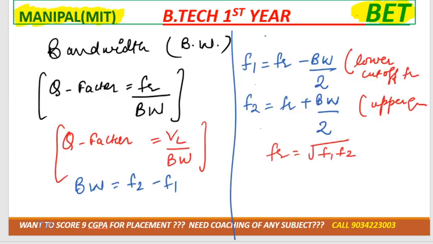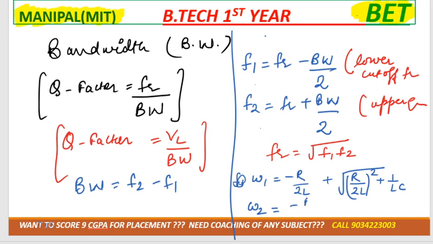Write down one more formula related to this. Sometimes they'll ask you F1 or omega 1, so you should know what omega 1 is. Omega 1 is equal to minus R by 2L plus root of (R by 2L) whole square plus 1 over LC, and omega 2 is equal to minus R by 2L minus root of (R by 2L) whole square plus 1 over LC.